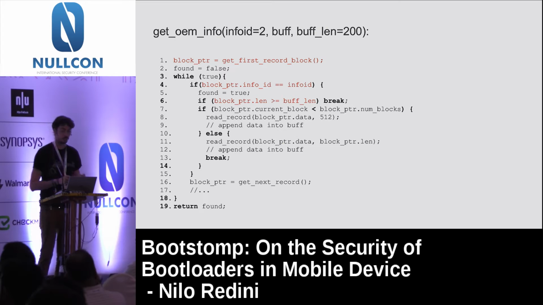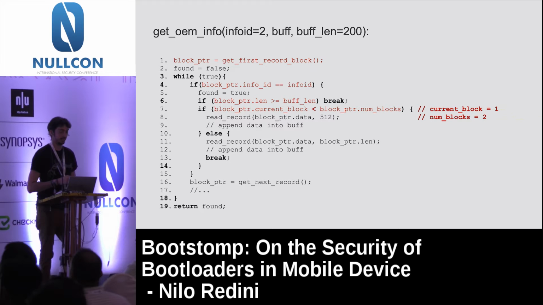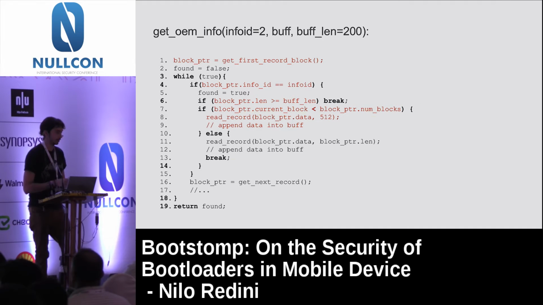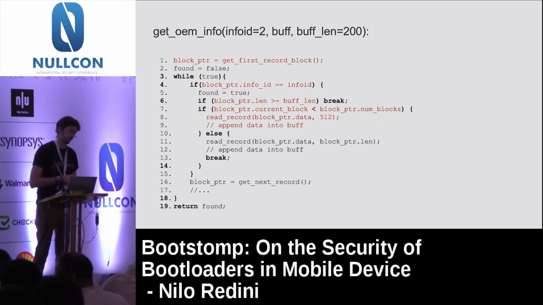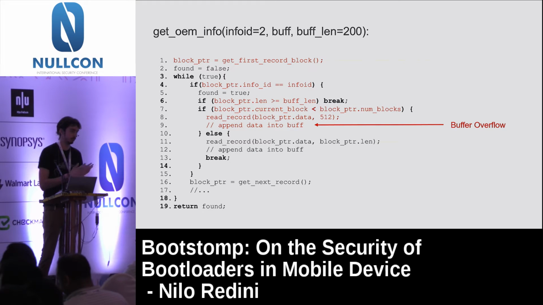This time, the check will pass as the block length is 128 and the provided buff length is 200. But when the check about the current block number and the number of blocks is performed, this time we are going to hit the if branch, and what happens is that 512 bytes are read from the block and stored in a buffer whose size is 200. So in this case, we have a buffer overflow.